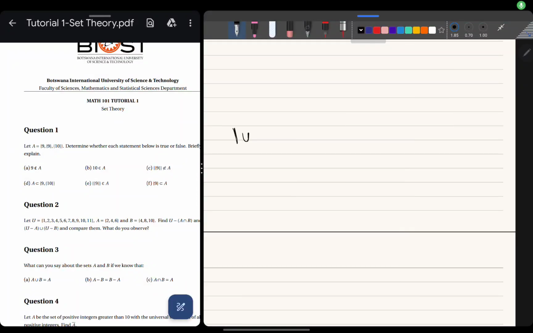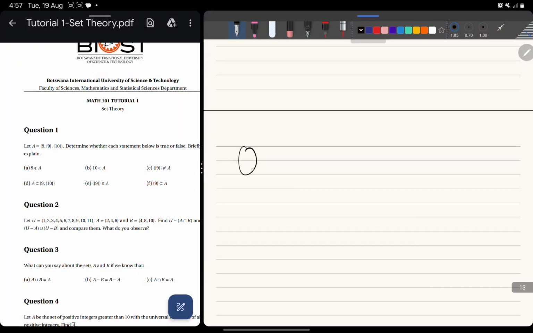All right, so now we are at question 2. Well done, I'm proud of you. So let me write it down, question 2. Now we are doing question 2.